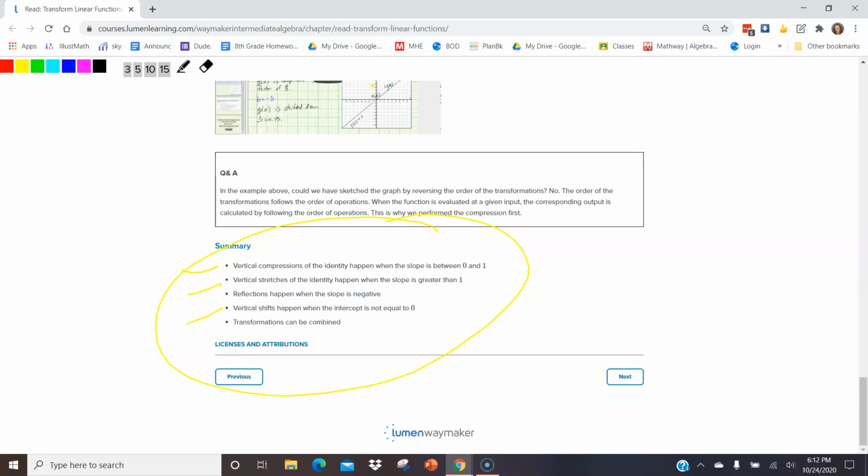So I'm shifting when the intercept is not 0, moving up and down, right? Up and down. And transformations can be combined. So I could have my slope point up or down compared to the parent graph, as well as move up and down. Let's talk about another type of transformation.